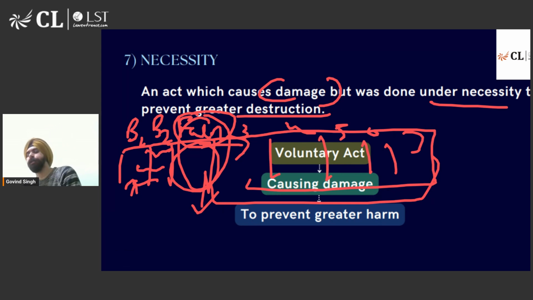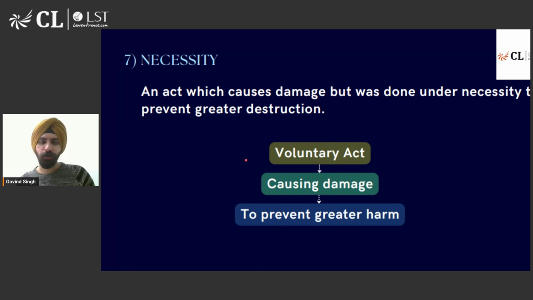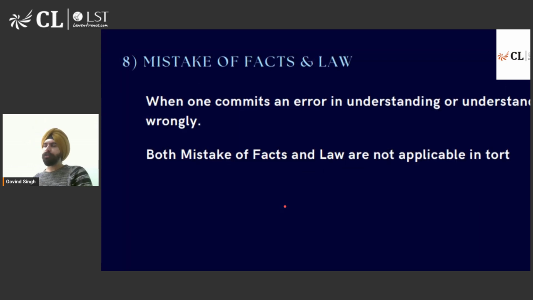So to prevent greater damage, you did this activity which caused damage to the crops and the farm, but you would get the defense of necessity because this was a voluntary act where you caused damage to prevent greater harm. Simple.